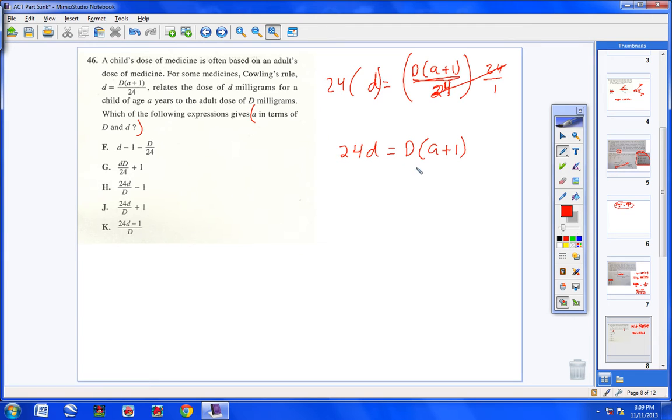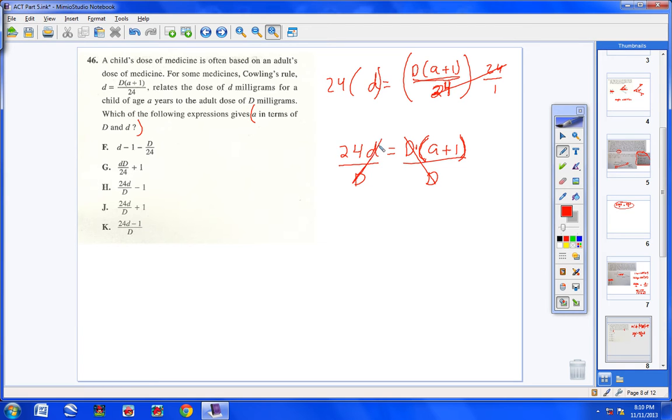Now, I still don't have a by itself, but notice I have D times this whole group. Well, D is being multiplied by this whole group, so if I divide by D, that'll get rid of my D, but if I divide one side by D, I must divide the other side by D.